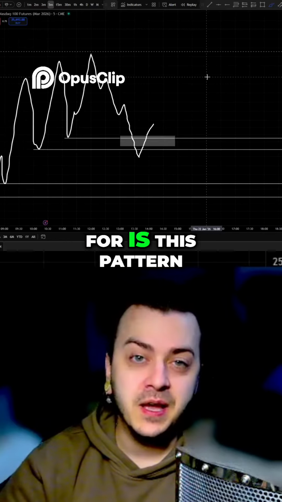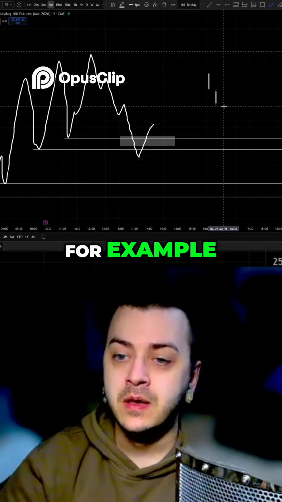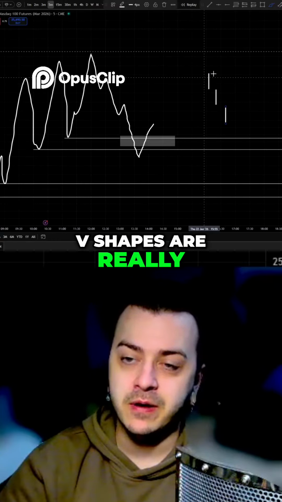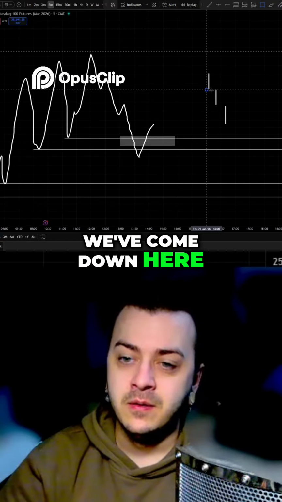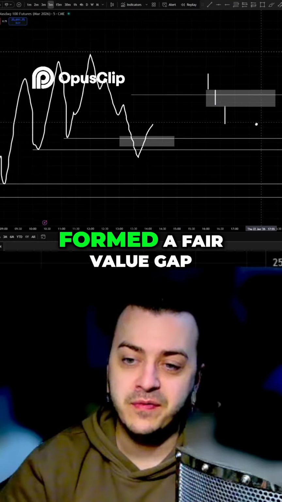Usually what I'm looking for is this pattern, this candle pattern here, for example. These 3 candle pattern V shapes are really good. So you can see we've come down here, formed a fair value gap. Say this is your liquidity sweep. So we've come down, swept liquidity, formed a fair value gap.